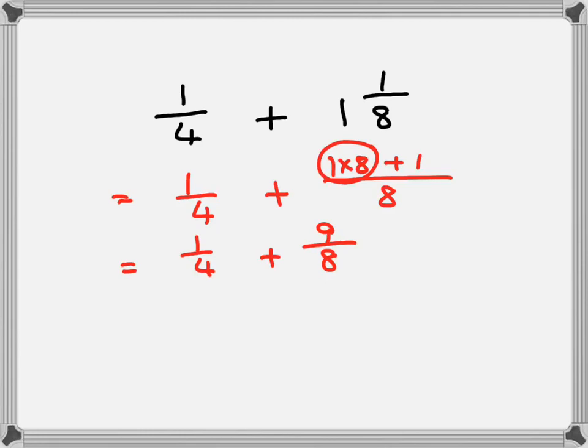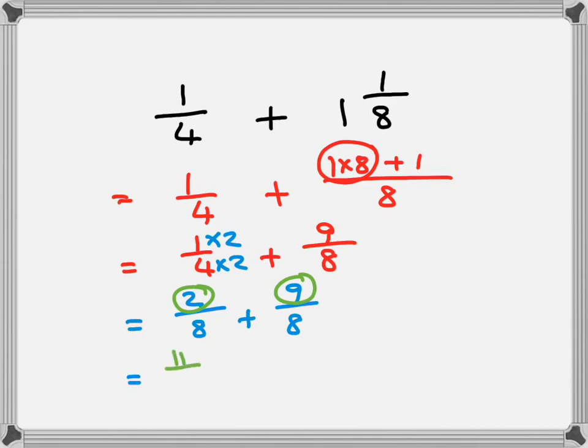Okay, so now we can see we have different denominators, but the 4 can easily become an 8. We're just going to have to times it by 2. So we do the same at the top. Okay, so now the answer here is 2 over 8 plus 9 over 8. 2 plus 9, whoopsie, there falls my pen. 2 plus 9 is 11 over 8. It's an improper fraction. Let's make it a mixed number. 8 can go into 11 once. Remainder 3 over 8. There's your answer.